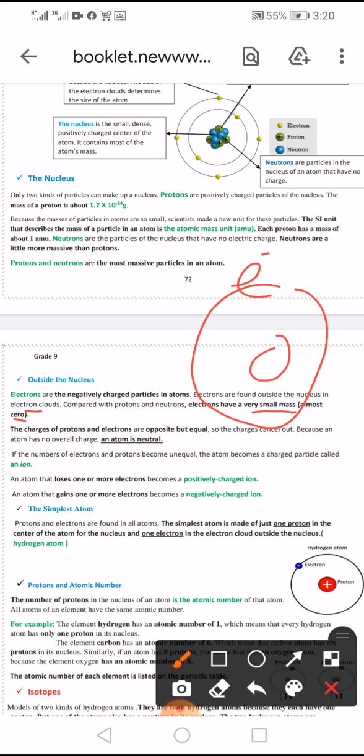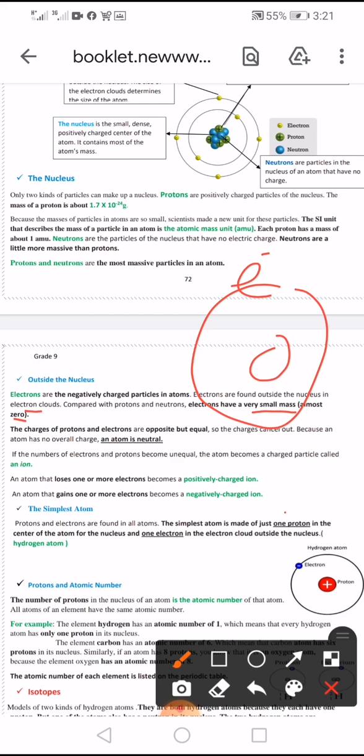So the mass of electrons is less than that of protons and neutrons. The least mass in the atom belongs to the electron. The electron has less mass than the proton, and the neutron has a mass a little larger than the proton. The charges of protons and electrons are opposite but equal.